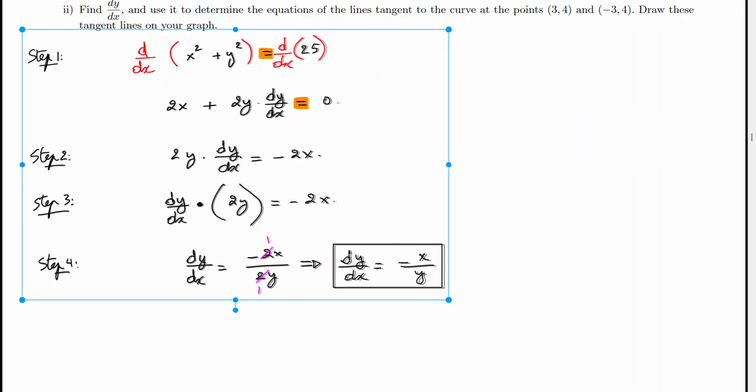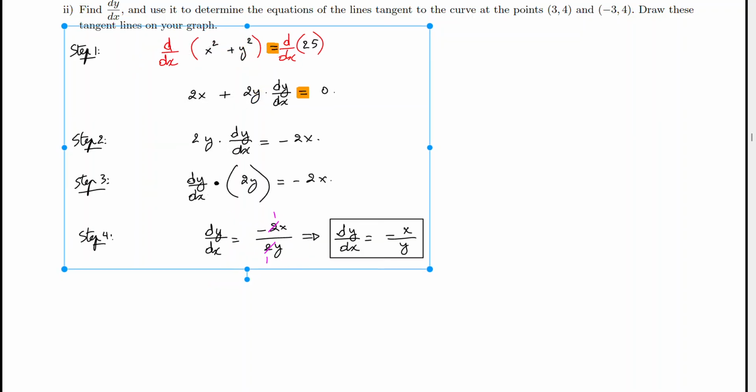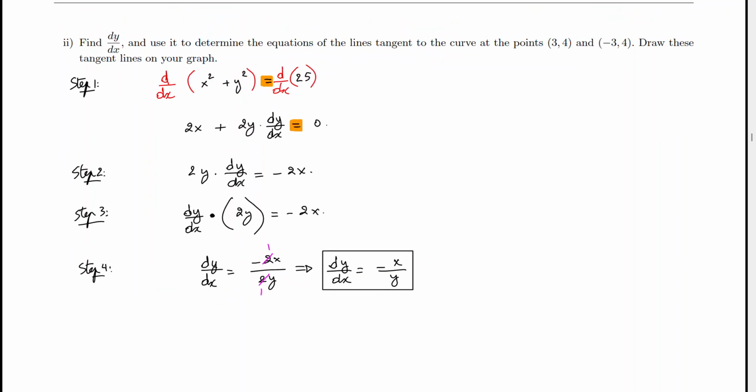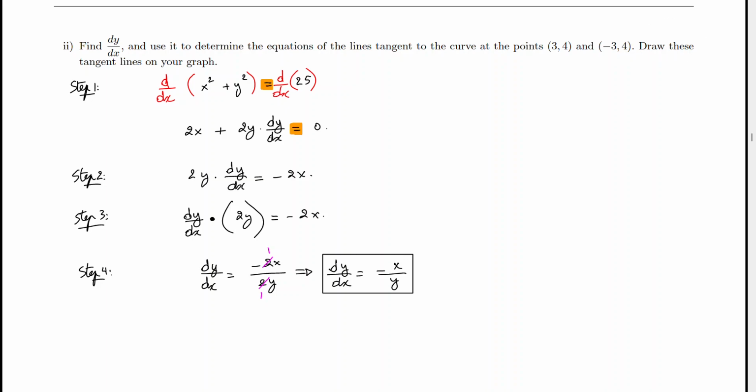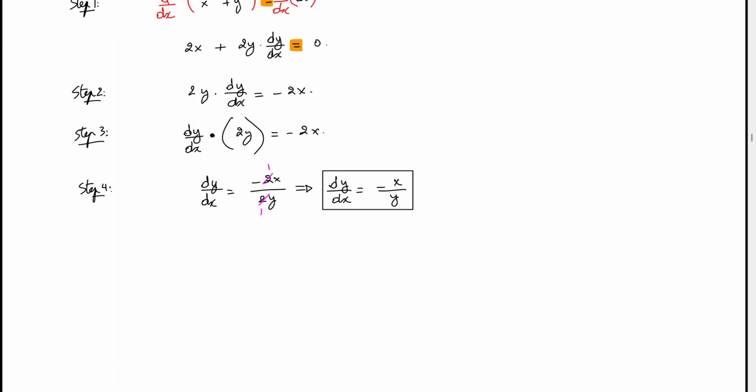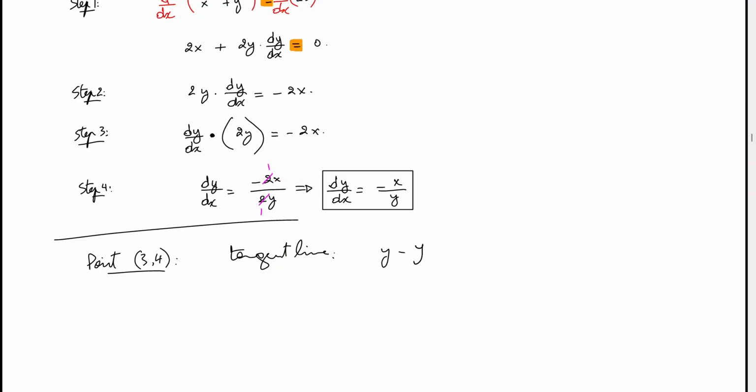So I hope that made sense, and that's only one part of the problem. Now remember, after finding the dy over dx, they said to use it to determine the equations of the lines, and there are technically two lines. One line for the point 3,4 and another line for the point negative 3,4. And when I'm done, they want me to draw those tangent lines. So let's pause for a second and think about the point 3, 4. We need the tangent line at that location. So the tangent line is going to be given by the equation y minus y1 equals m times x minus x1.